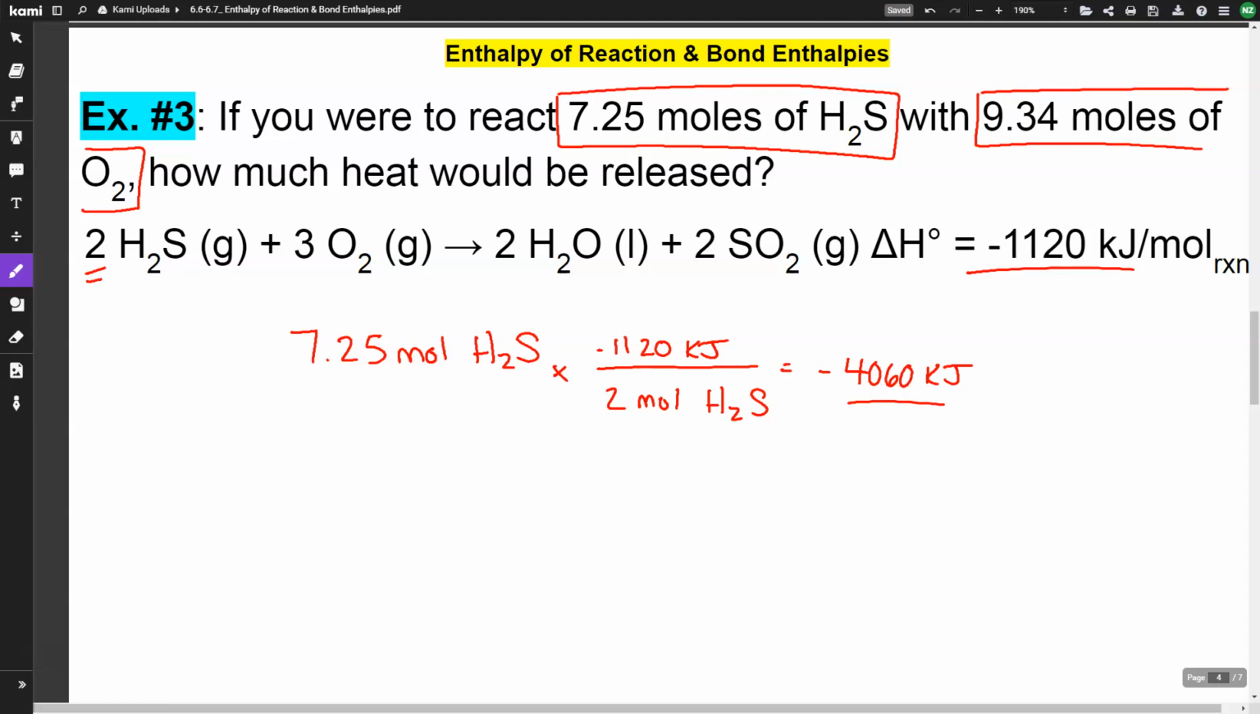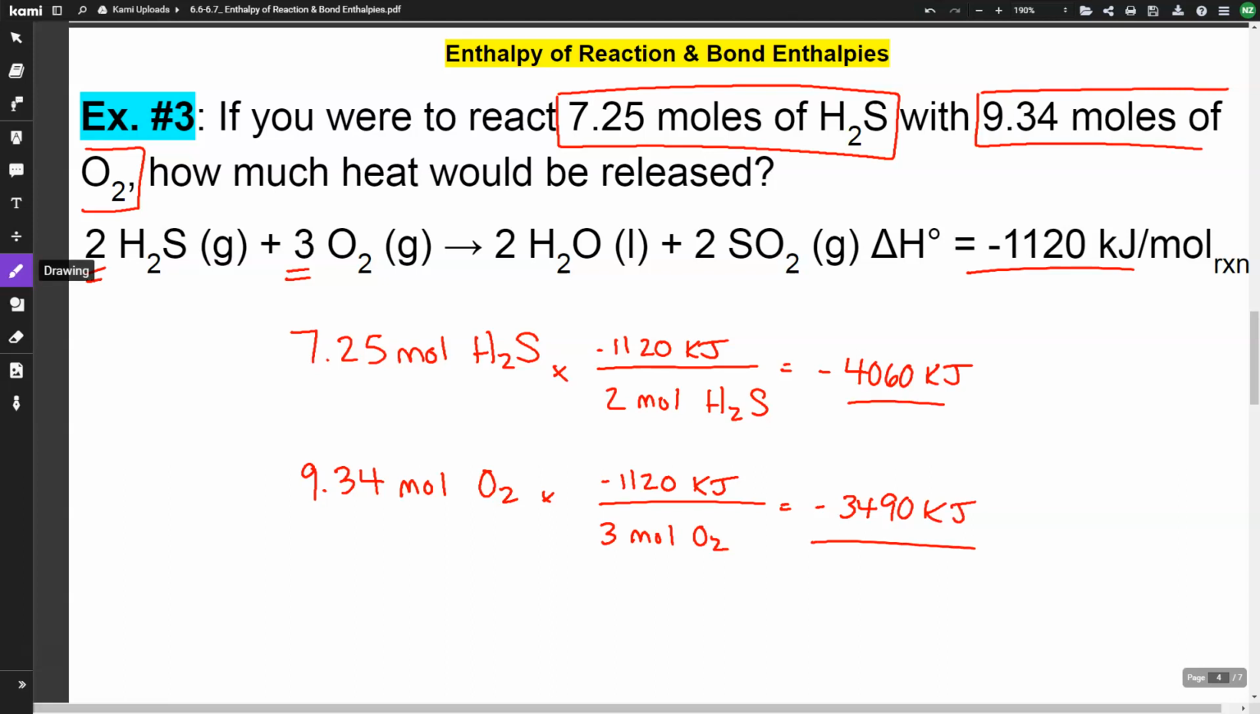We're going to do the same thing for the oxygen. So we have 9.34 moles of oxygen. Now for oxygen, it's 3 moles. Same thing, it's going to release 1120 kilojoules. And when we put this in our calculator, we get negative 3490 kilojoules.